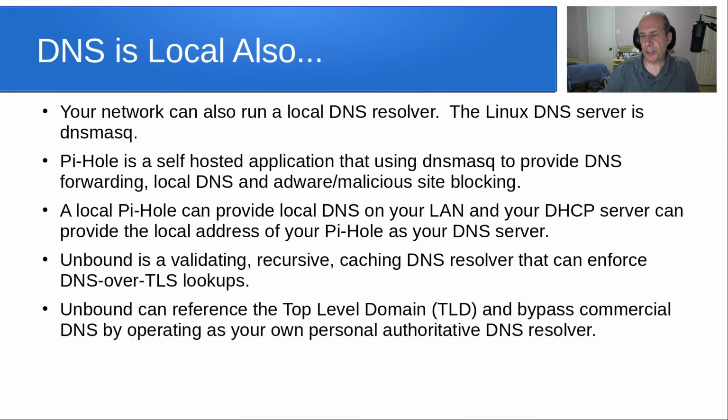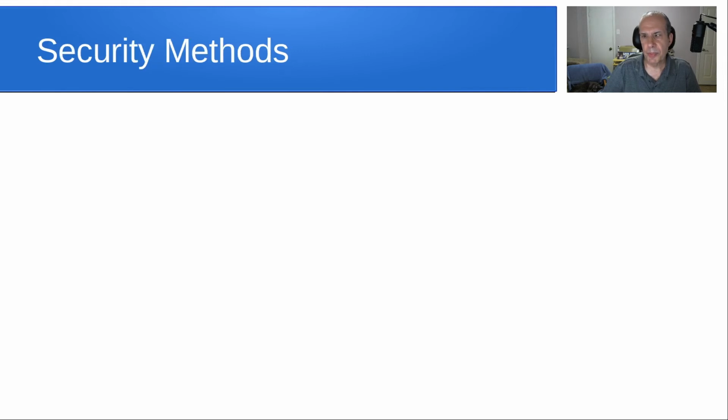Unbound can reference the top level domain, what's called the TLD, and bypass all commercial DNS by operating as your own personal authoritative DNS resolver. And if you don't know what that is, look up authoritative DNS and you'll see some good information about that. It's all about security and privacy, right?